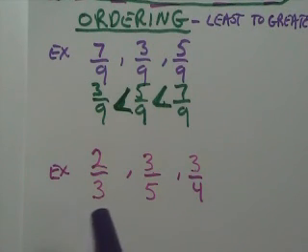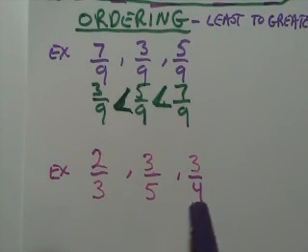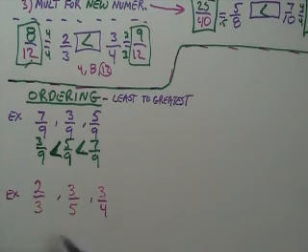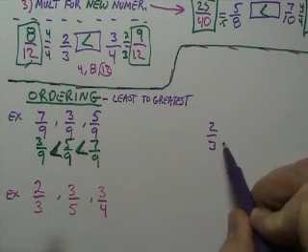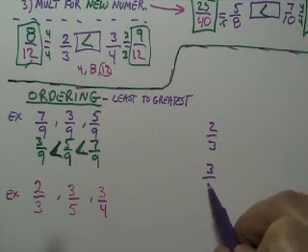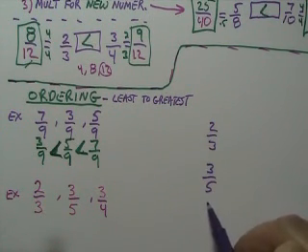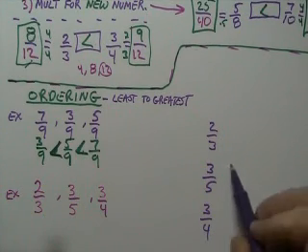Okay, so our last example. This time we have three fractions with different denominators, and we want to order these from least to greatest. So it's probably a little easier if I wrote them over to the side. 2/3, 3/5, and 3/4.